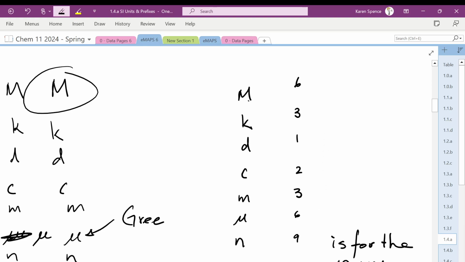Mega, kilo, deci, centi, milli, micro, nano. 6, 3, 1, 2, 3, 6. 9 is for the nano.